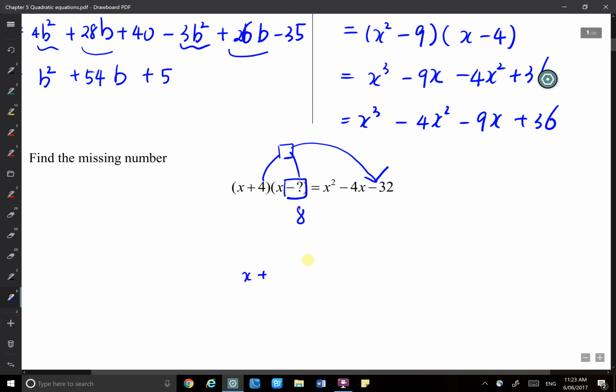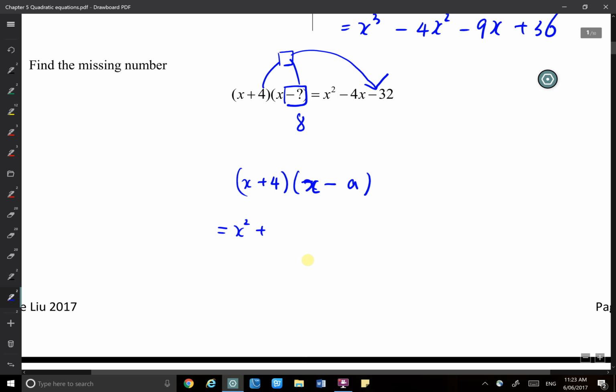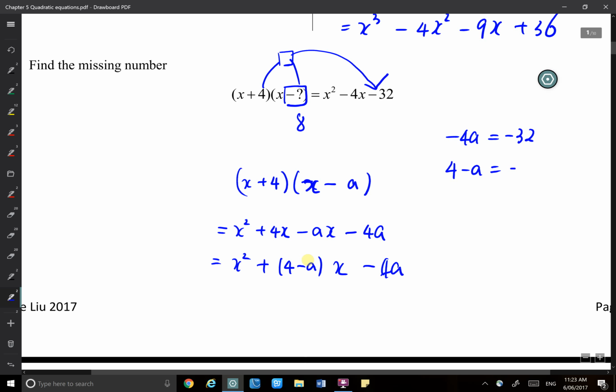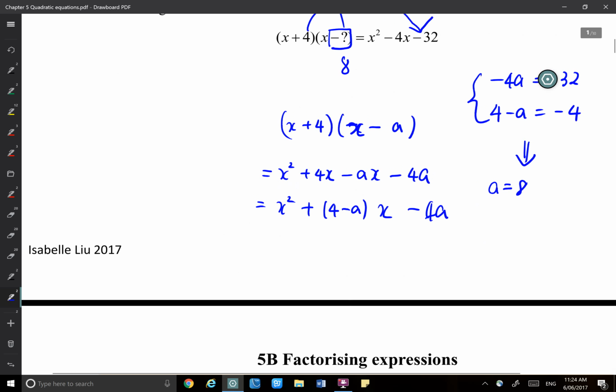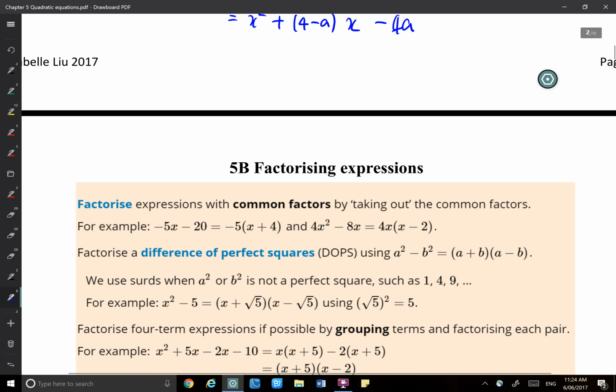Or if you can't see it, let's say x plus 4 and x minus, let's say a. Question mark is a. So you have x squared plus 4x minus ax minus 4a. And you have x squared plus 4 minus a x minus 4a. So minus 4a will equal minus 32. 4 minus a needs to be minus 4. Okay, both of these equations will give you 8. A is 8. So your question mark will be 8. Okay, that's for expansion.